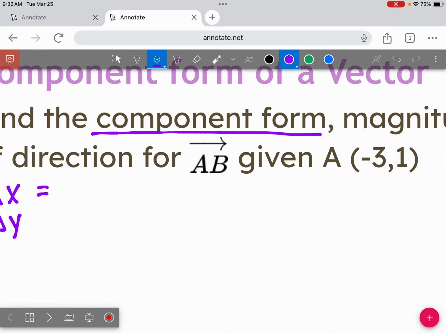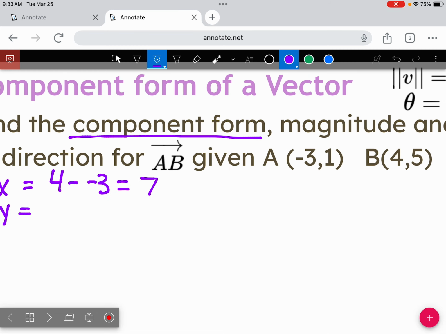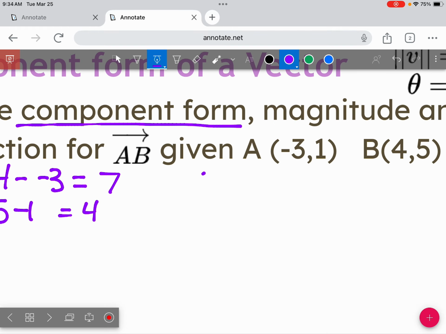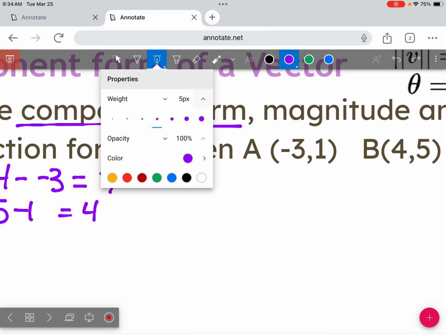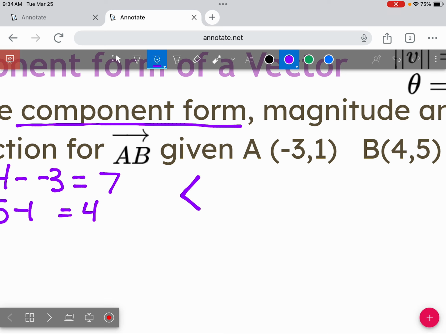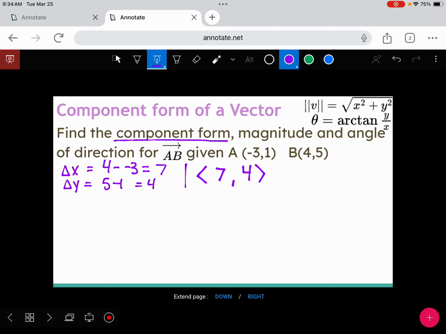How do we set this one up? Yes, indeed it is. So our component form of our vector, the thing that makes this our component form, is now we can write it in our angled brackets. The change in our x's was 7. The change in our y's is 4. And that gives us our component form. That's this guy right here. We need to have the component form to be able to use either of these things. It has to be in the component form.